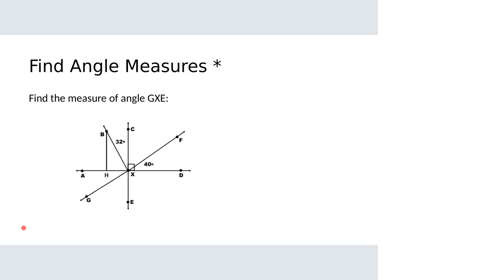We know there's a 90, we know there's a 32, we know there's a 40, and those are the only things we know. So somewhere in there is our starting point to try to figure out what we're going to do to get the measure of angle GXE. And I kind of see two really good ways you can go about this one. Either way works just fine. Let's go another 30 seconds and then talk about it.